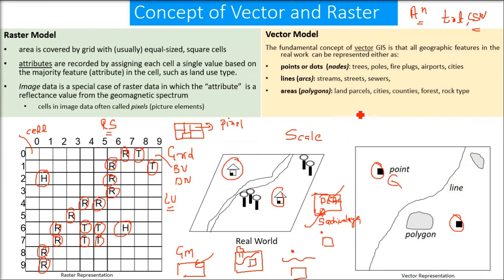The second feature is lines. It can be arcs also. It need not be a straight line. It can be, say, a stream, a street, or a sewer shown by lines. And finally the areas, polygons. So let me show you what we actually do.